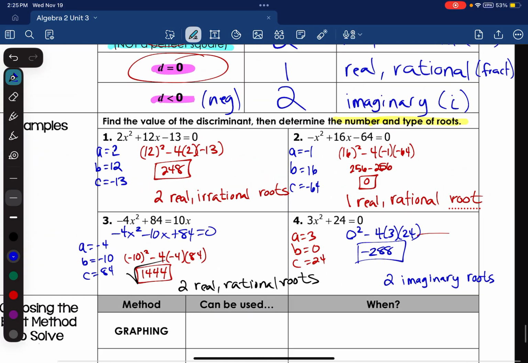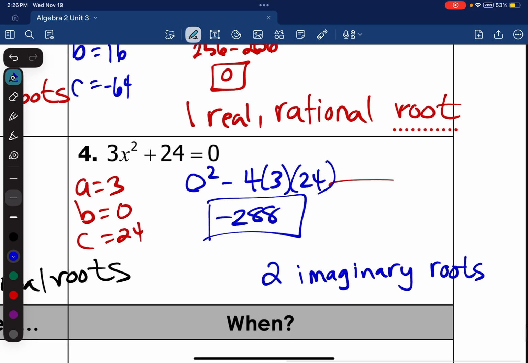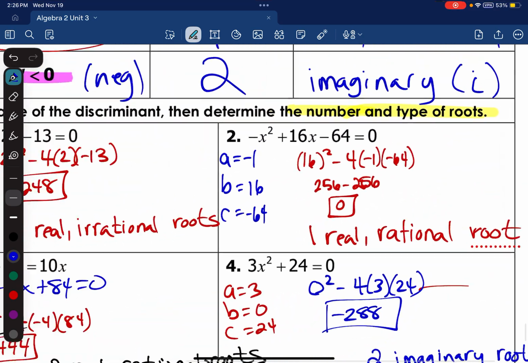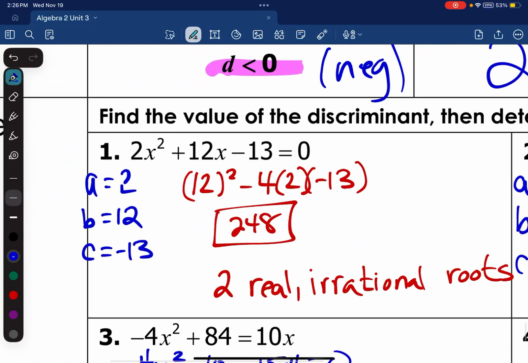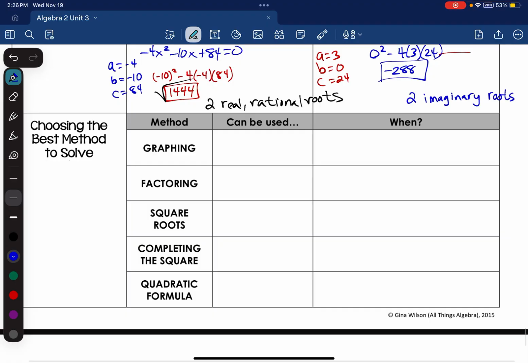Okay, so we've already determined how many answers we'll have and what those answers will look like, whether they'll have an i in it. I'll have 2 answers with i's, 2 answers with numbers and fractions, 2 answers with numbers and radicals. Okay, one more chart to fill out, and then we're going to put all of this together to help us choose the best method.